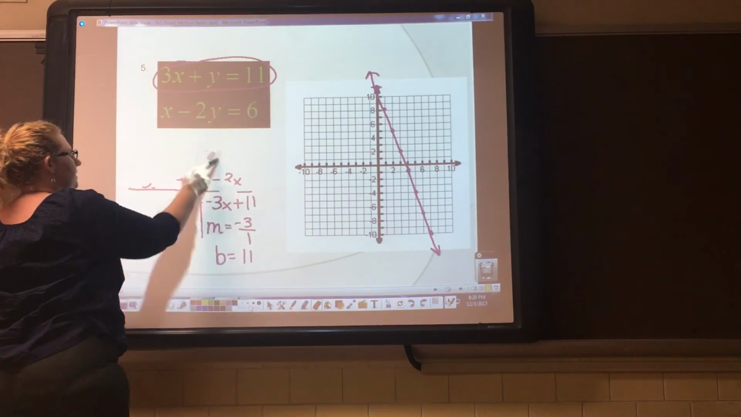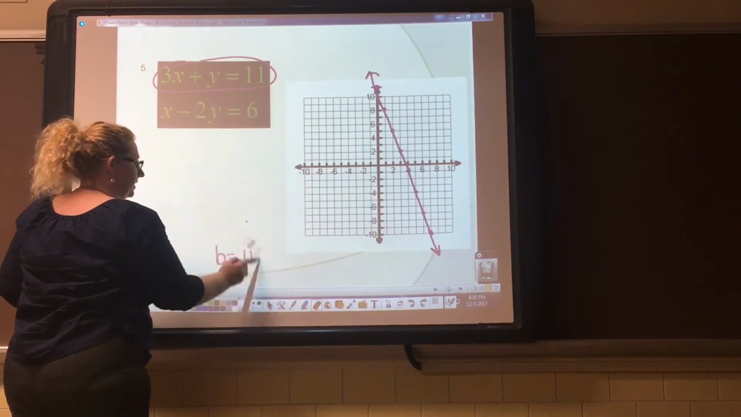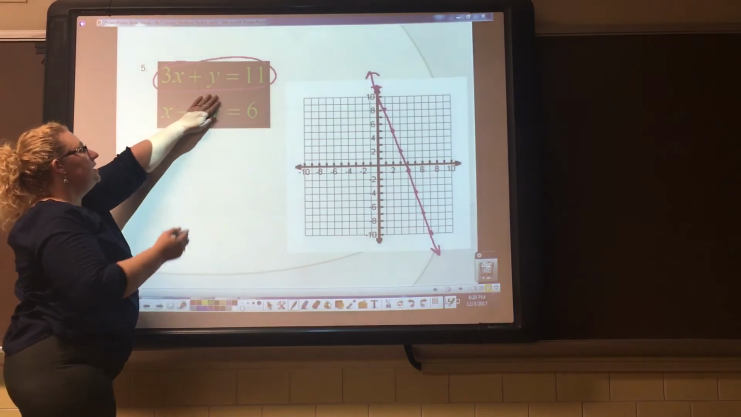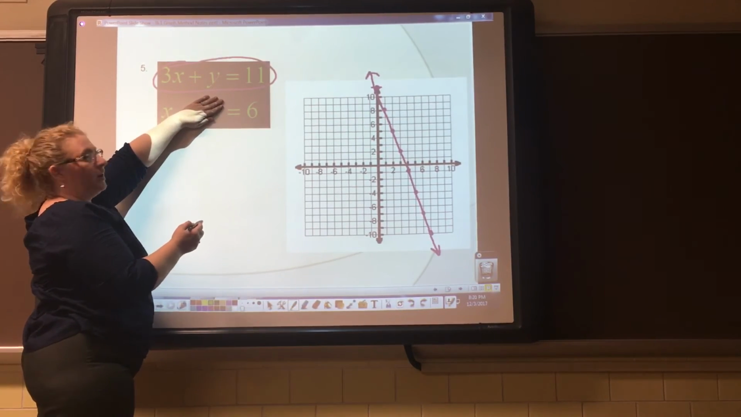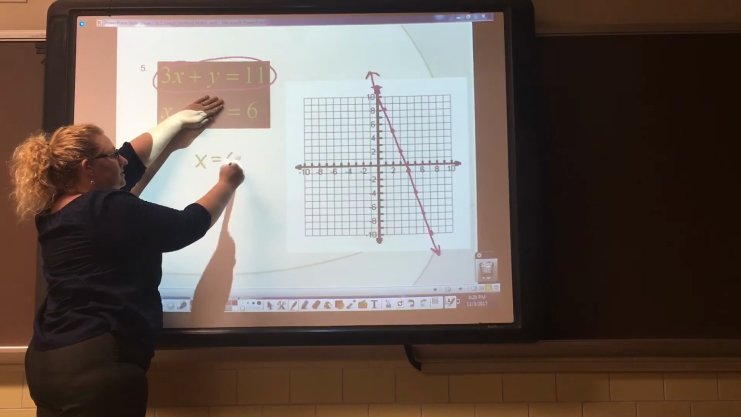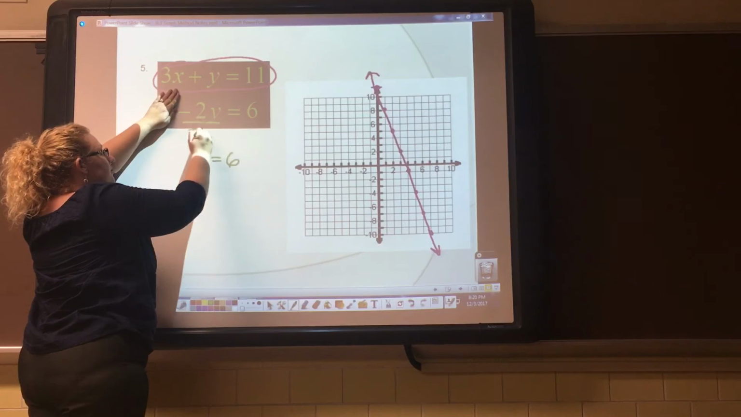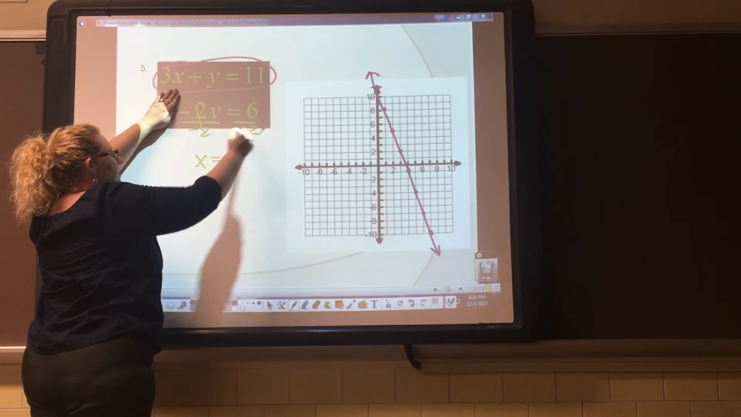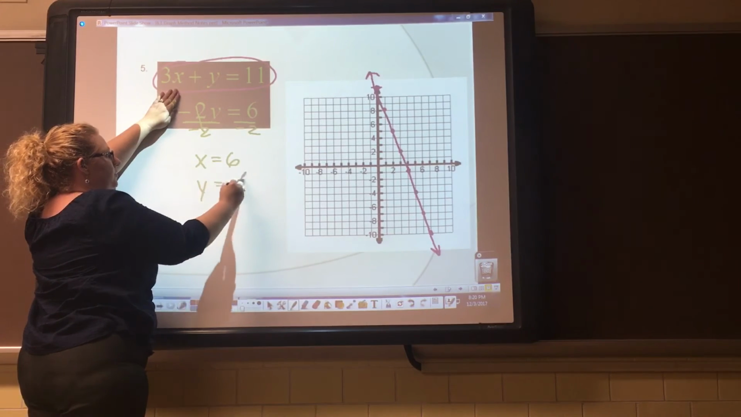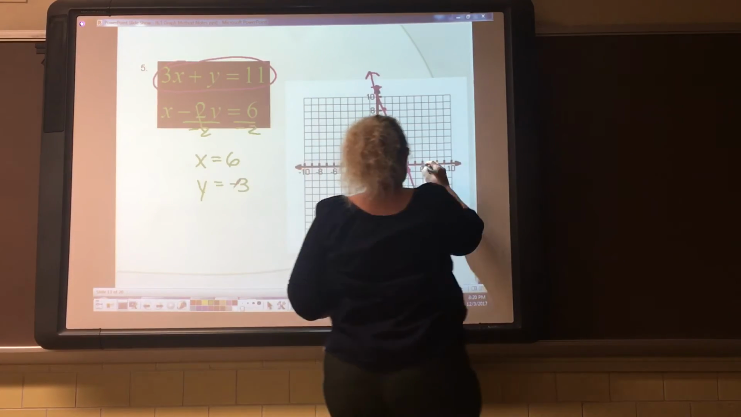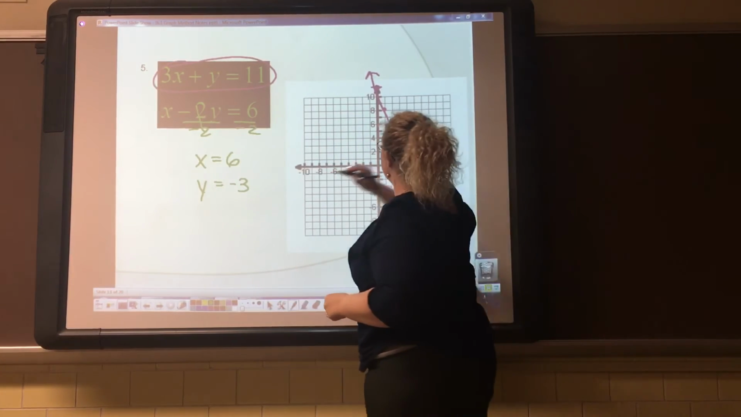So the second one actually works out really nice and neat when we do the standard form and do the cover-up method. Because as you'll see, when I cover up the y, I get x equals 6. All right, there's my x-intercept. And when I go to my y, I'm just dividing by negative 2 on both sides. That works out really nice too. Y equals negative 3.